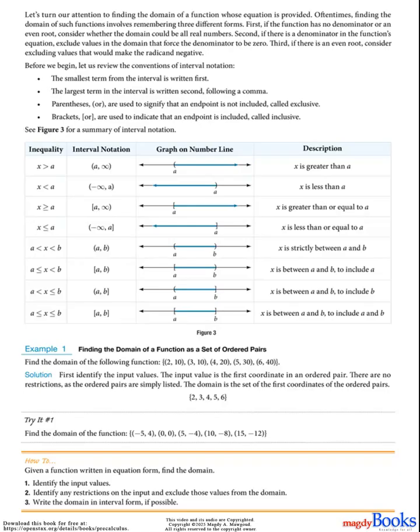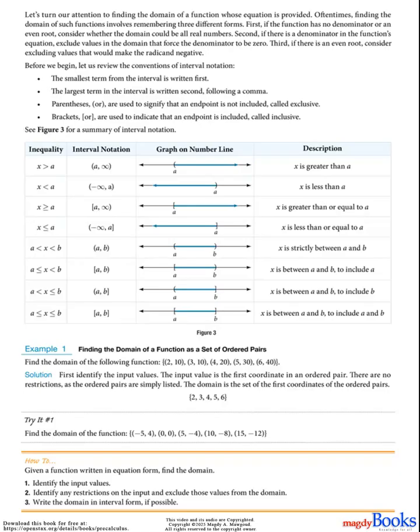Example 1. Finding the domain of a function as a set of ordered pairs. Find the domain of the following function: (2, 10), (3, 10), (4, 20), (5, 30), (6, 40). Solution. First, identify the input values. The input value is the first coordinate in an ordered pair. There are no restrictions, as the ordered pairs are simply listed. The domain is the set of the first coordinates of the ordered pairs: 2, 3, 4, 5, 6.